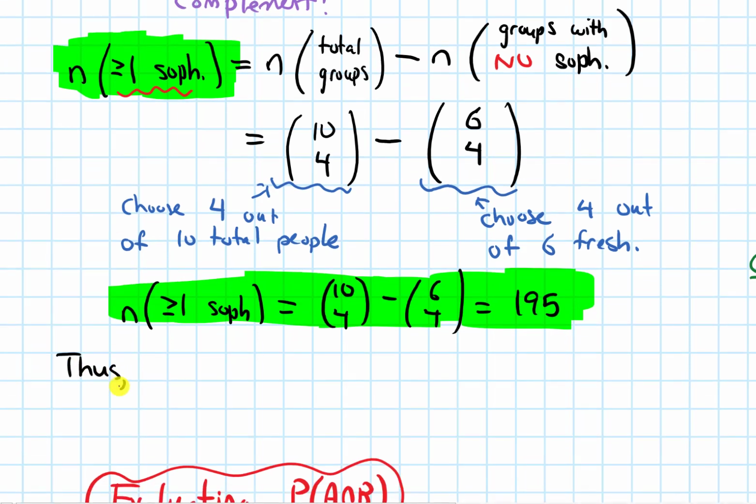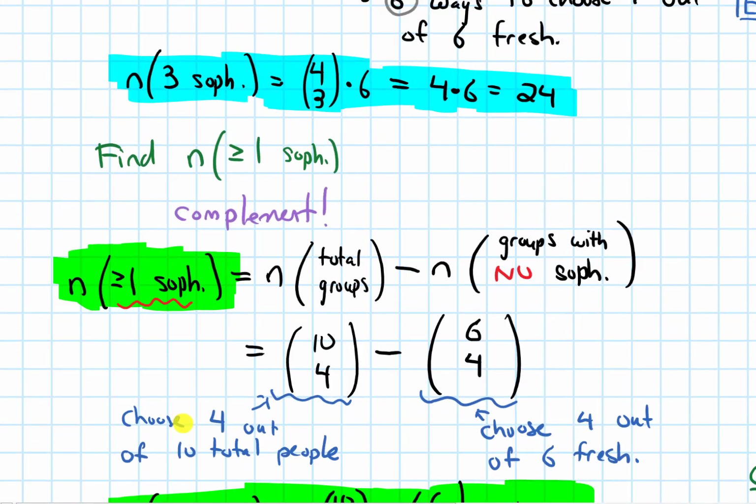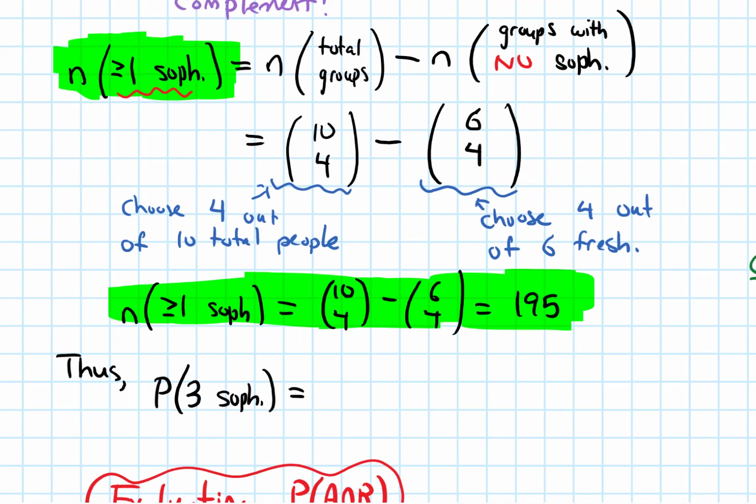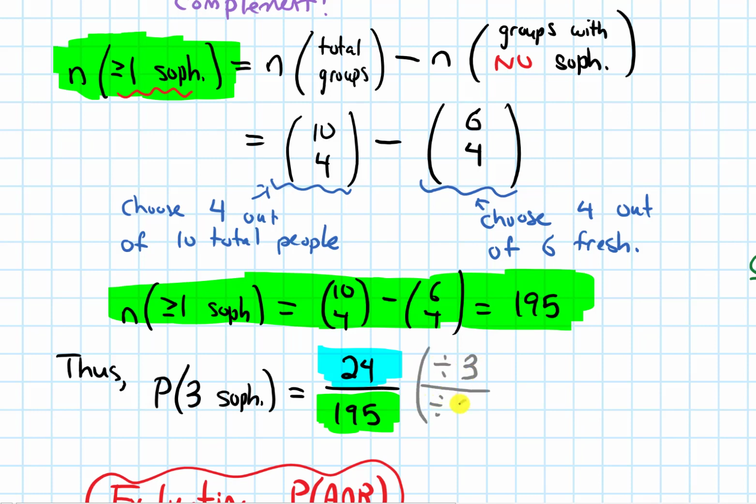So we are now ready to write it out. The probability of having exactly 3 sophomores in our group: the numerator, let's see, was 24. The denominator is 195. We've been highlighting the denominator in green and the numerator in blue. I could simplify this fraction by dividing the top and the bottom by 3. If I do that, I'll end up with 8 on the top, and on the bottom, I'll get 65. So 8 over 65 is our probability.